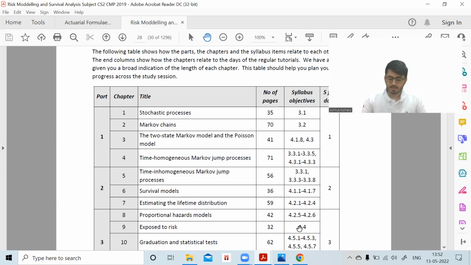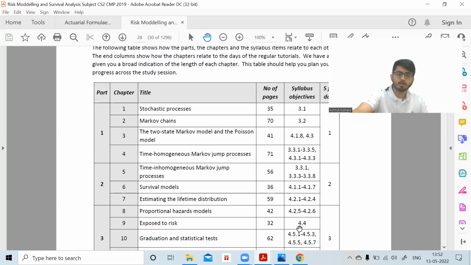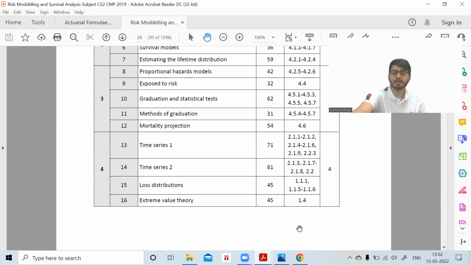Chapters 6, 7, 8, 9, 10, 11 will take one class each. Chapter 12 will again take one class, and it's mostly theory. Even if I take a live class for it, you will see that mostly I'm reading out from the material, because there is not much to understand or solve as such. It's mostly going over the theory itself.